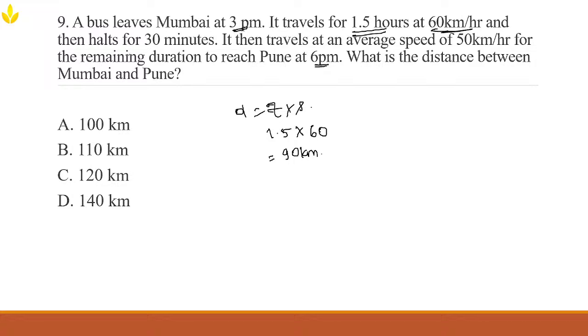So if the remaining part of the time is considered, that gives you 1 hour. So in 1 hour, the speed of the bus will be 50 kilometers per hour. So 1 into 50 gives you the remaining distance covered by the bus. That is 50 kilometers. So in total, the distance traveled by the bus will be equal to 90 plus 50. It is nothing but 140 kilometers. So option D is the right option here.